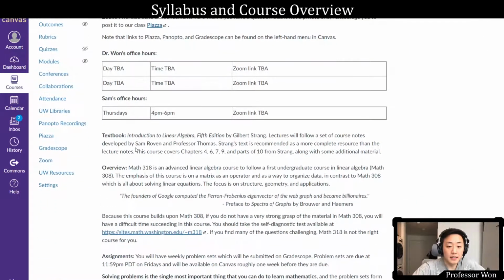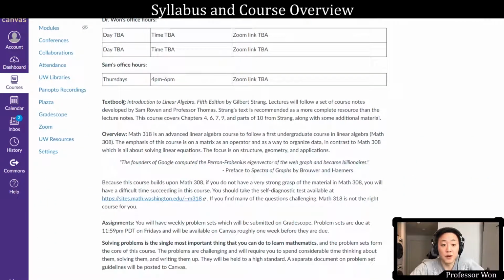Okay, right. So the textbook for this course is a recommended textbook. It's Introduction to Linear Algebra by Gilbert Strang. It's a very good textbook.